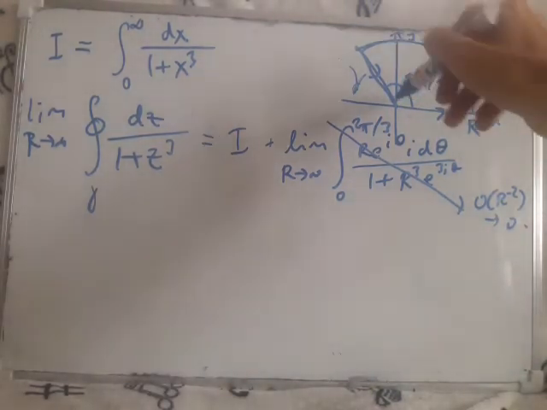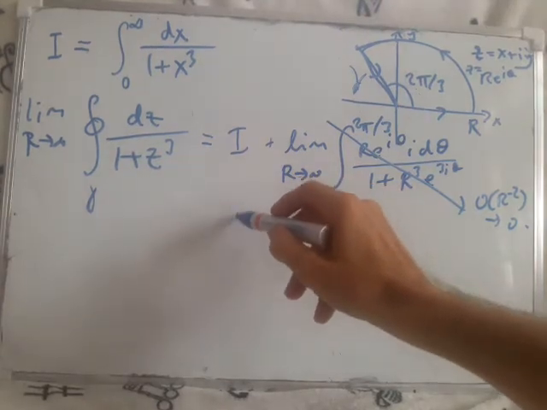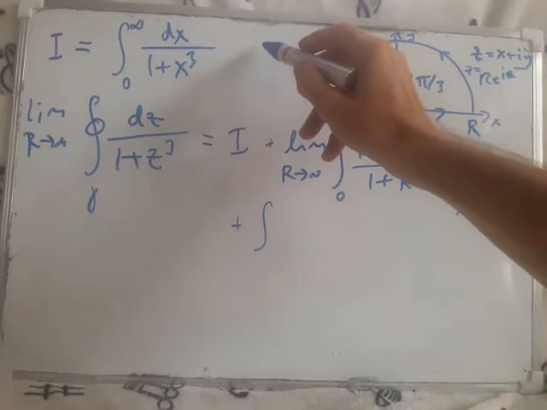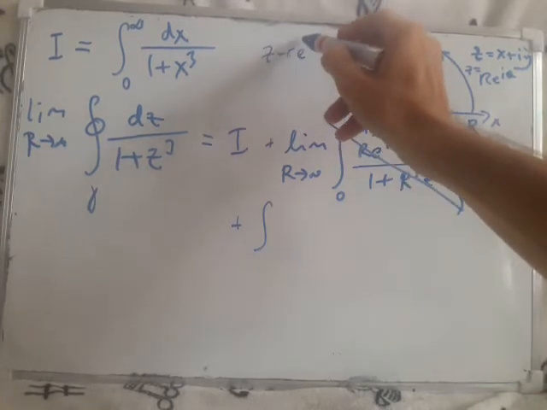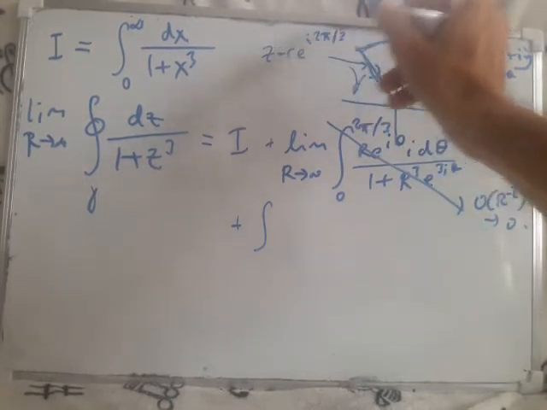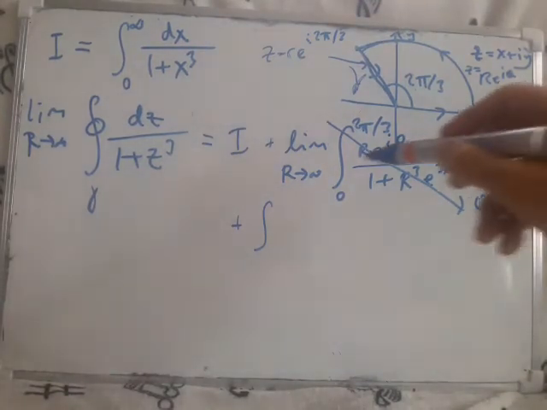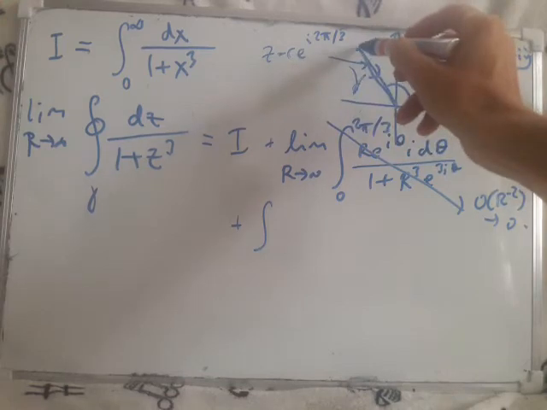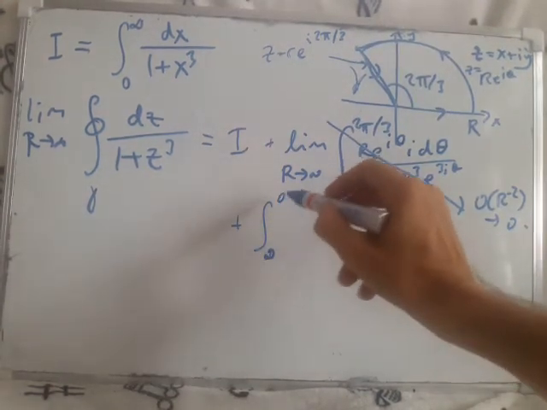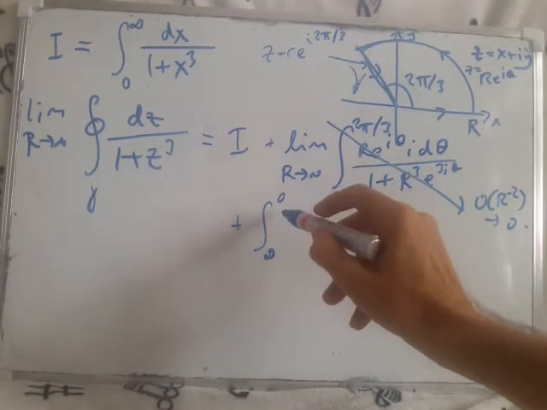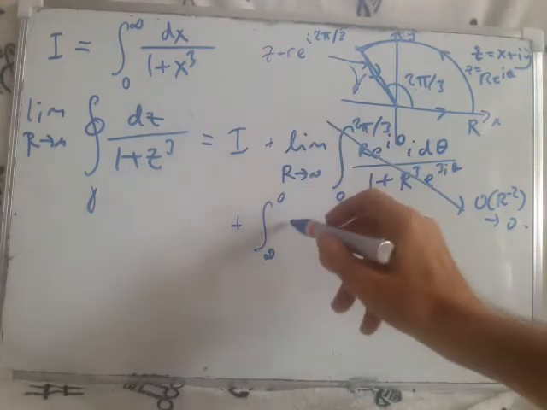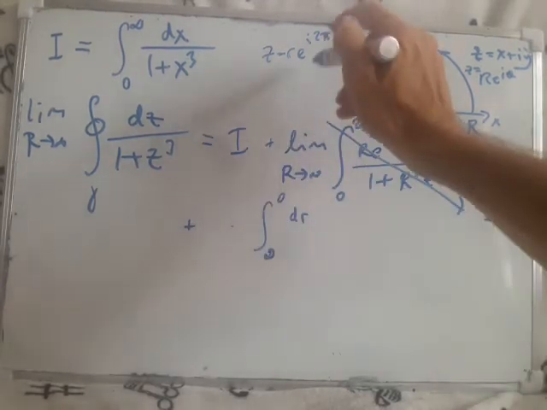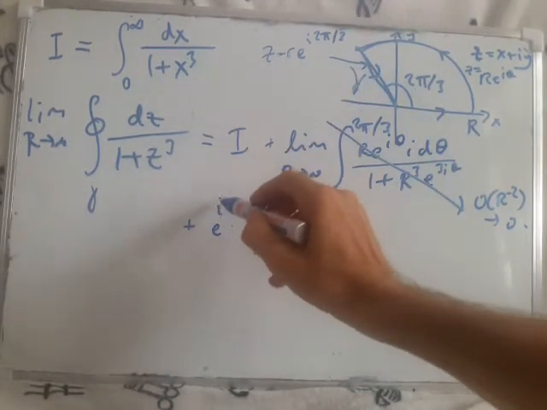And the last bit is along here. So I've got plus the integral along here, where z equals r e to the i 2 pi by 3. So the integration variable now is little r, which goes from infinity to 0. And my dz is now dr times e to the i 2 pi over 3.